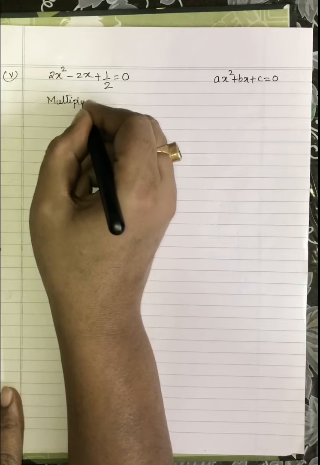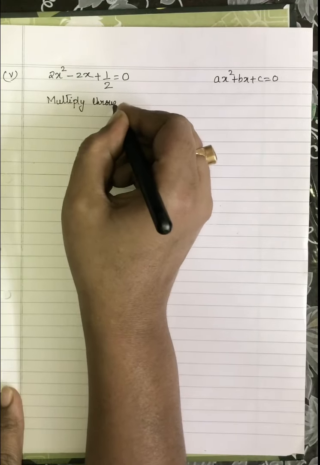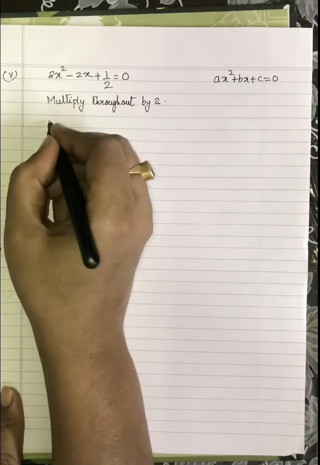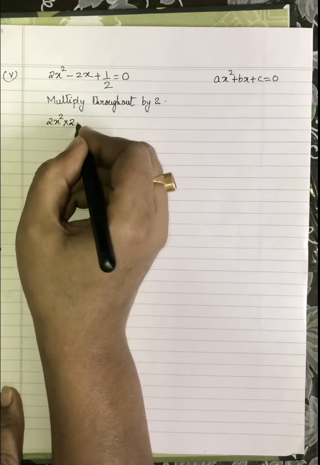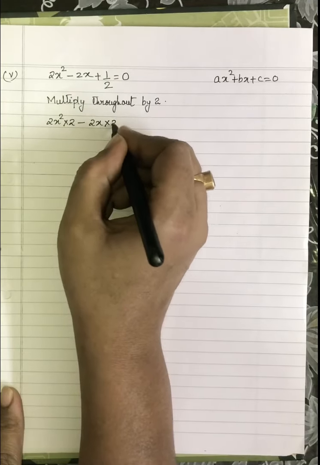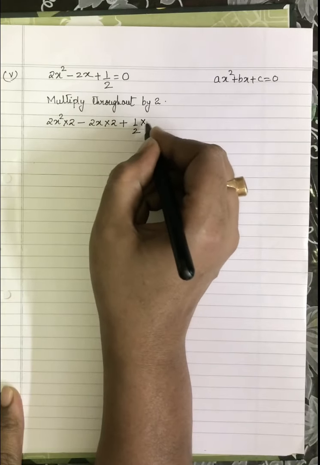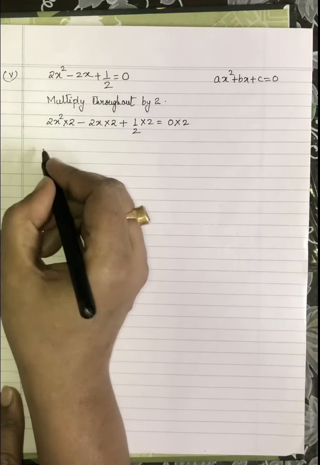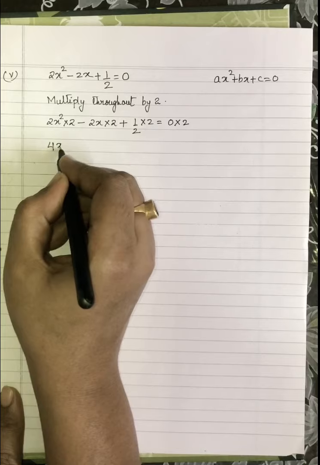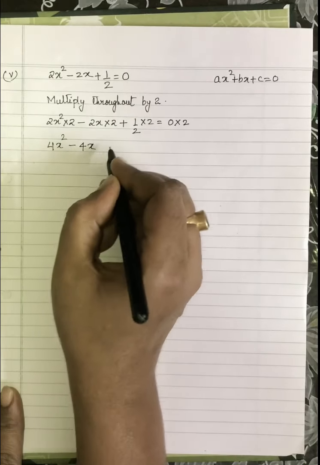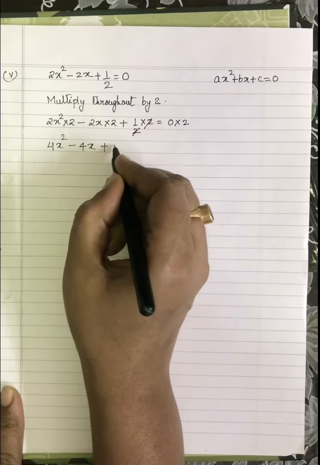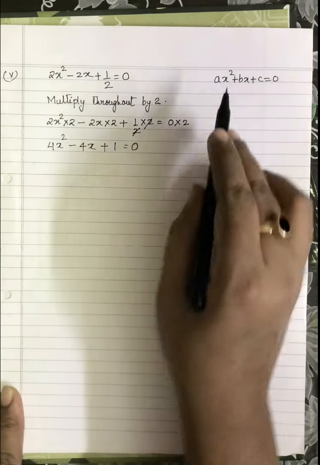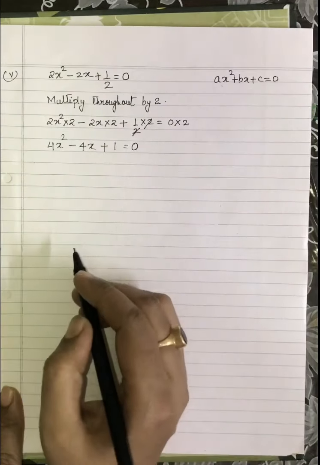So multiply throughout by 2. What do you get? See, 2x square multiplied by 2 minus 2x multiplied by 2 plus 1 upon 2 multiplied by 2 is equal to 0 multiplied by 2. That gives us 4x square minus 4x plus 2 and 2 got cancelled, plus 1 is left, is equal to 0. Now this equation is in the general form of the quadratic equation.